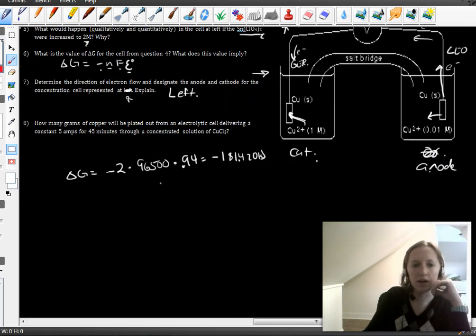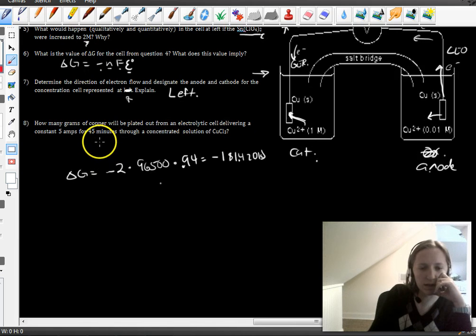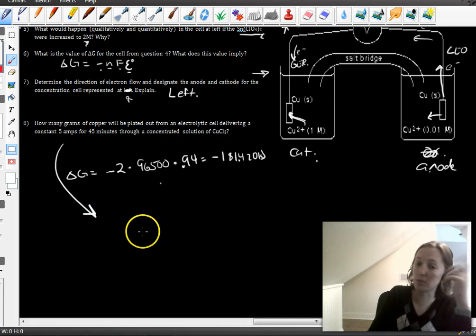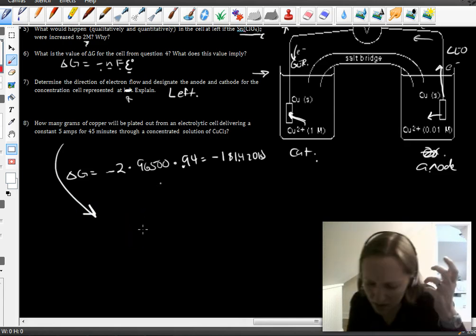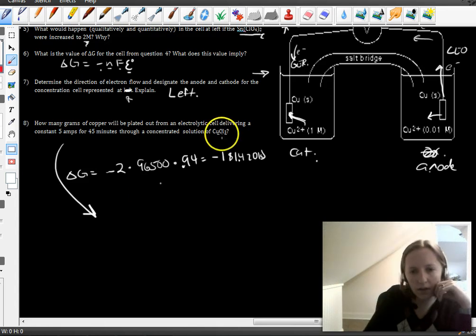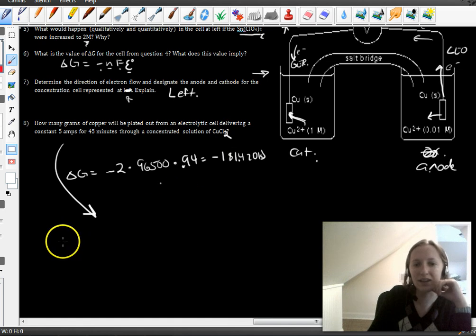You're good. All right. How many grams of copper will be plated out from an electrolytic cell, delivering a constant 5 amps for 45 minutes through a concentrated solution of copper chloride, copper 3 chloride, copper 3? That's not even a thing. All right. We're going to call that copper 2. I better correct that on your notes.